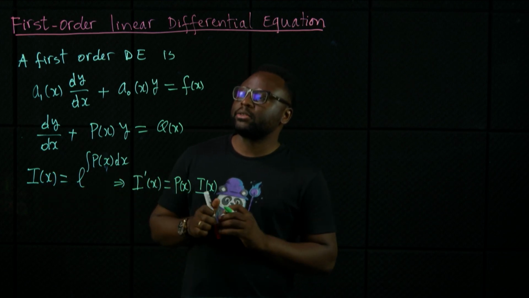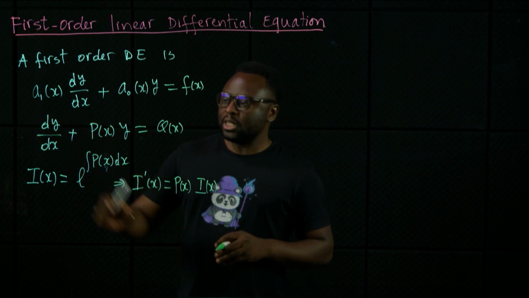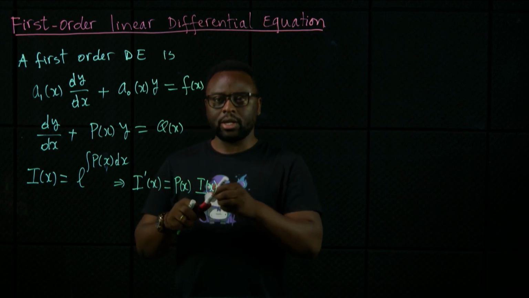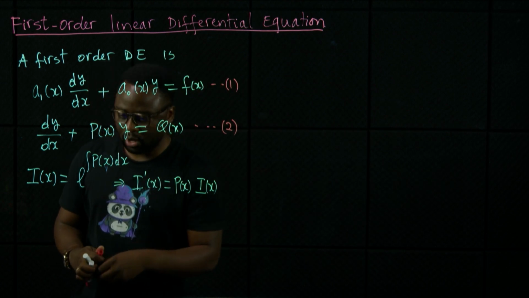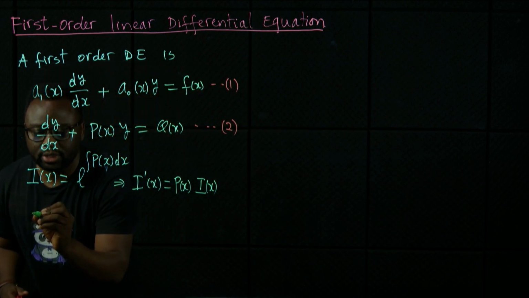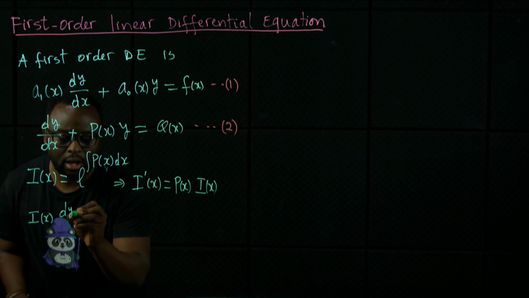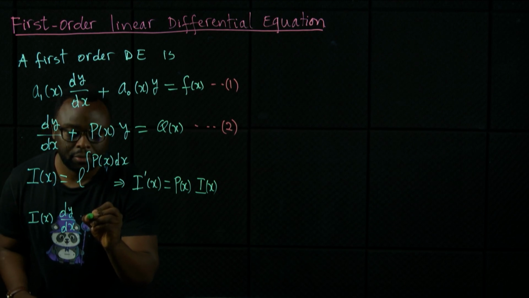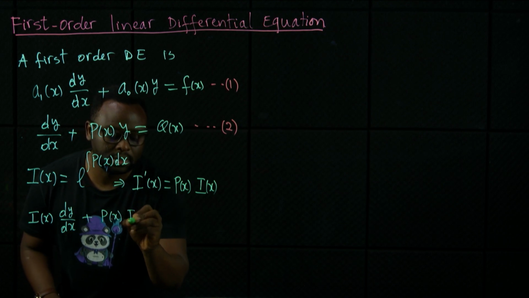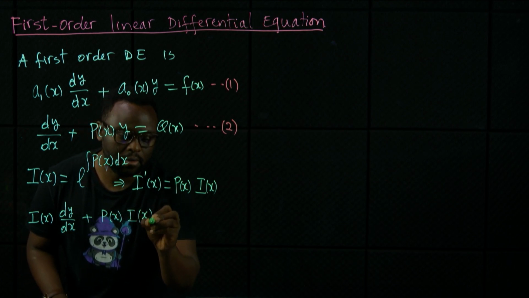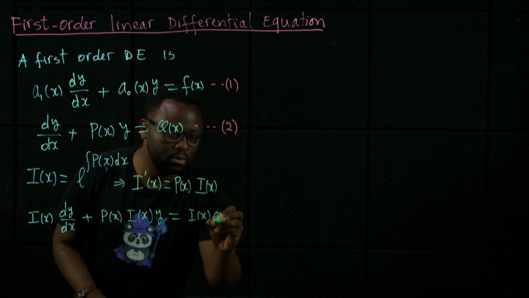Now, to solve this equation, we can multiply it through by the integrating factor. Let's call these equations 1 and 2. Now we multiply equation 2 by the integrating factor. We have the integrating factor times dy over dx plus p of x times the integrating factor, equal to the integrating factor times q of x.